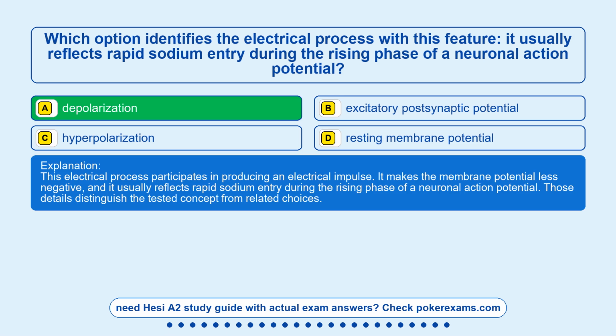This electrical process participates in producing an electrical impulse. It makes the membrane potential less negative, and it usually reflects rapid sodium entry during the rising phase of a neuronal action potential. Those details distinguish the tested concept from related choices.